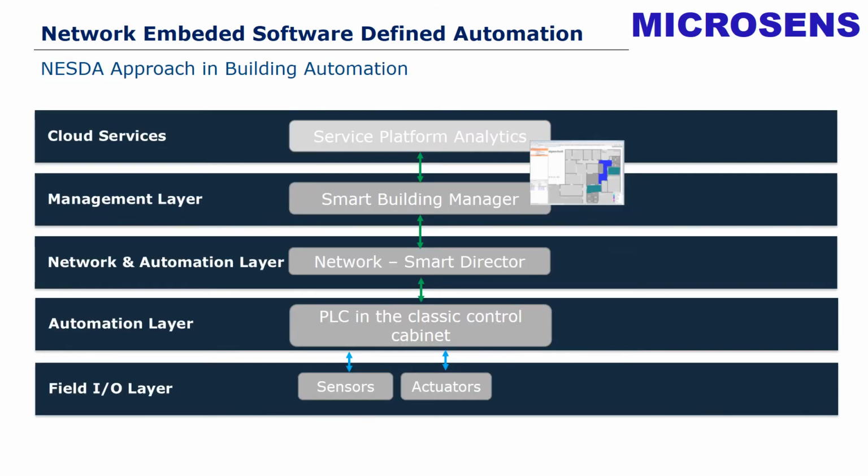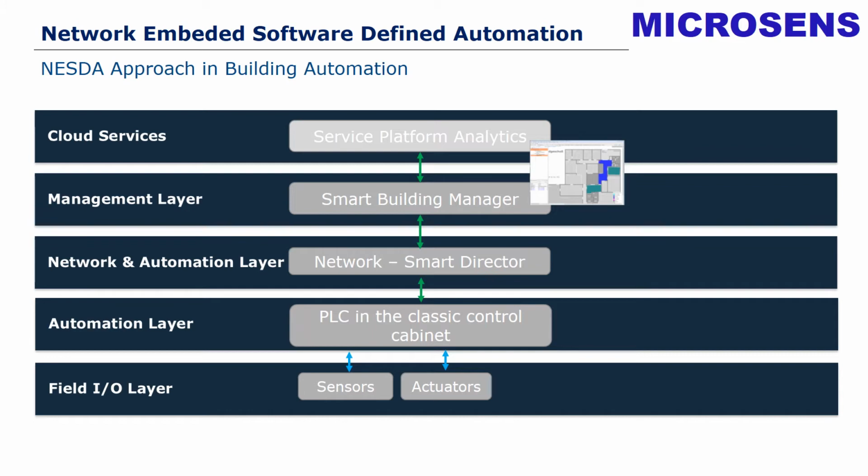But now I would like to come back to the layer model from before, and the big question is how the differences to the Microsens concept are defined, and where they are located. If we come back to the layer model we used before to describe conventional building automation, we again have a field I/O layer with sensors and actuators, the automation layer, the network layer, the management layer, and cloud services.